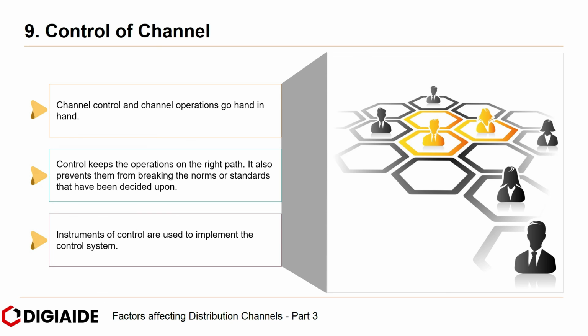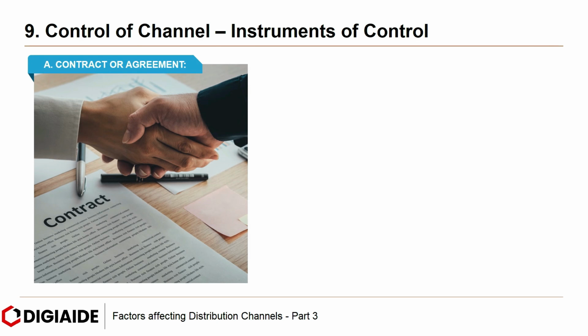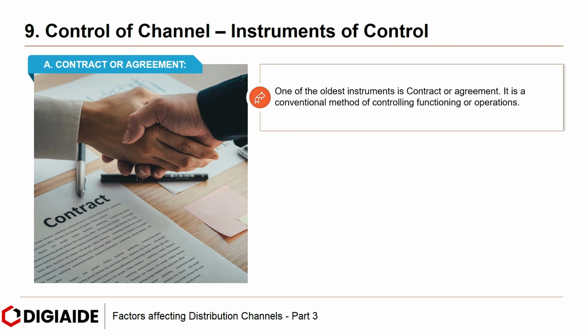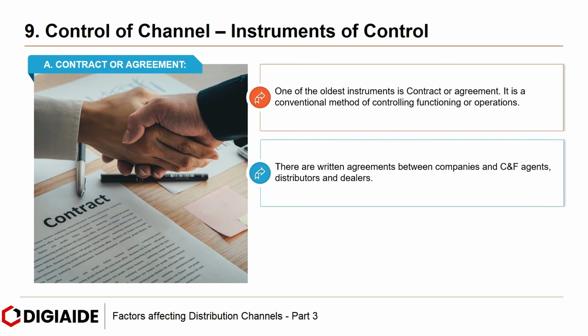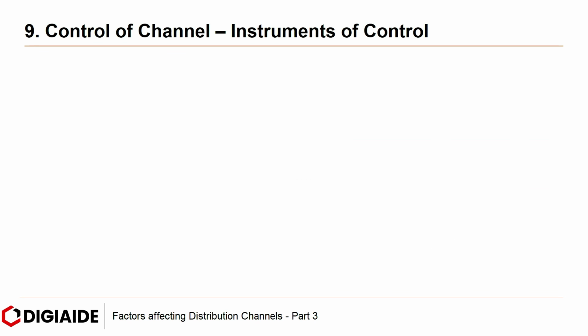Instruments of control are used to implement the control system. They are, first, the contractor agreement. One of the oldest instruments is a contractor agreement. It is a conventional method of controlling functions or operations. There are written agreements between companies and CNF agents, distributors, and dealers. The relationship between the two parties and also how they will operate are decided by this agreement.